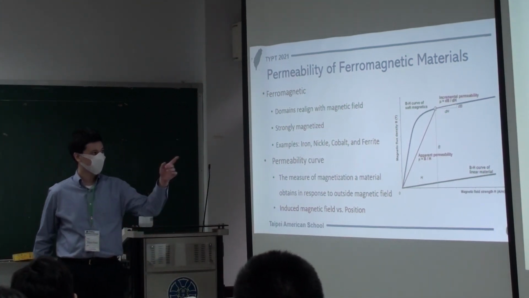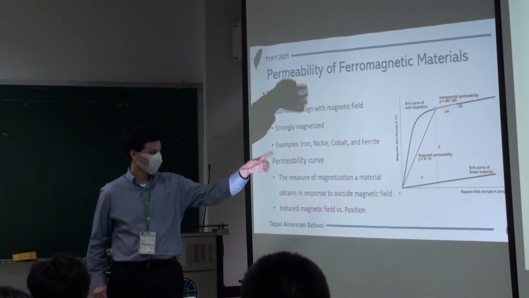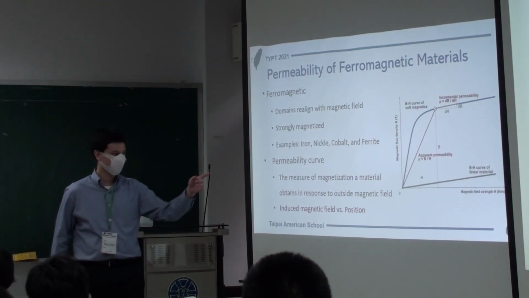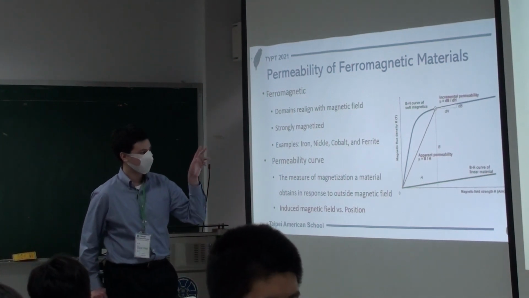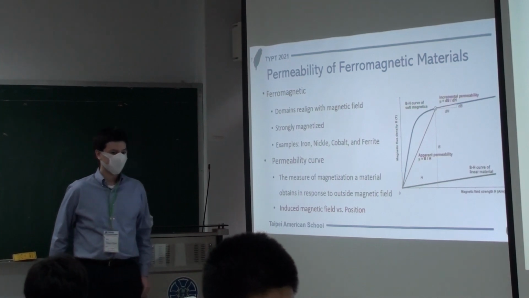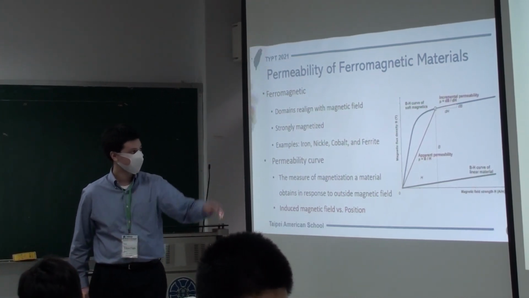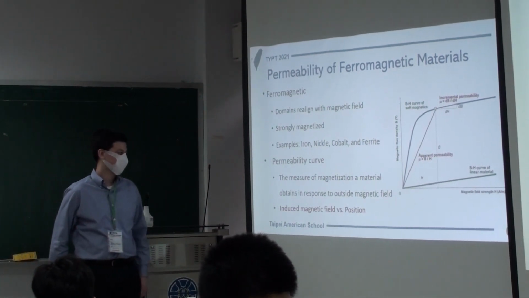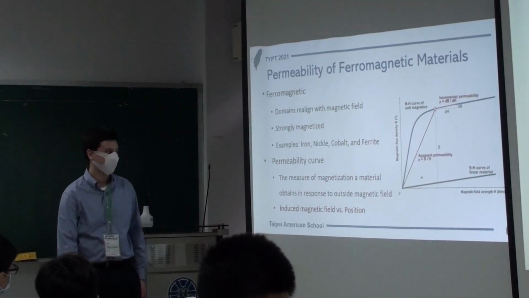And I'd also like to introduce the permeability curve that you see over there. This is the measure of how magnetized a ferromagnetic material can get in response to an external magnetic field that it's placed in. You can see that the range we want to look in is the apparent permeability, where the magnetization responds very strongly to the external magnetic field, not in the range of incremental permeability over there. By looking within this range, this will allow us to relate the induced magnetic field to the position of a ferromagnetic object inside of the coil.